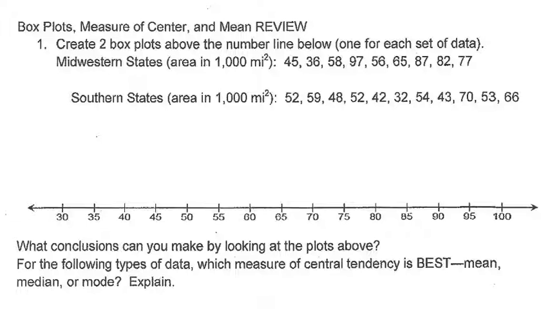What you need to do is create your box and whisker plot for the Midwestern states, and then a box and whisker plot for the southern states. What I did when I created mine was I used one color pencil for the Midwestern states and one color pencil for the southern states. You're going to use the same number line, but you're going to put the southern states on the bottom, the Midwestern states on the top.